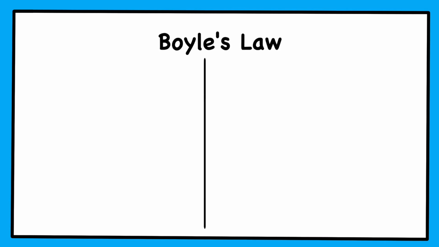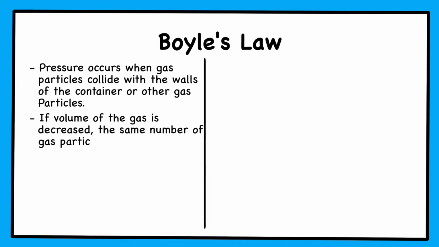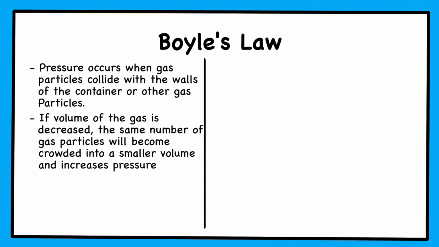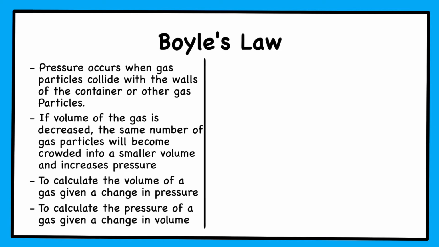Our first one is going to be Boyle's law. Boyle's law follows the idea that pressure results from the collision of gas particles with the walls of a container they are in. If the volume of the gas is decreased, the same number of gas particles become crowded into a smaller volume, resulting in more collisions with the walls and therefore an increase in pressure. We can use Boyle's law to calculate the volume of a gas following a pressure change, or the pressure of a gas following a change in volume, as long as temperature and the number of gas molecules remain constant.